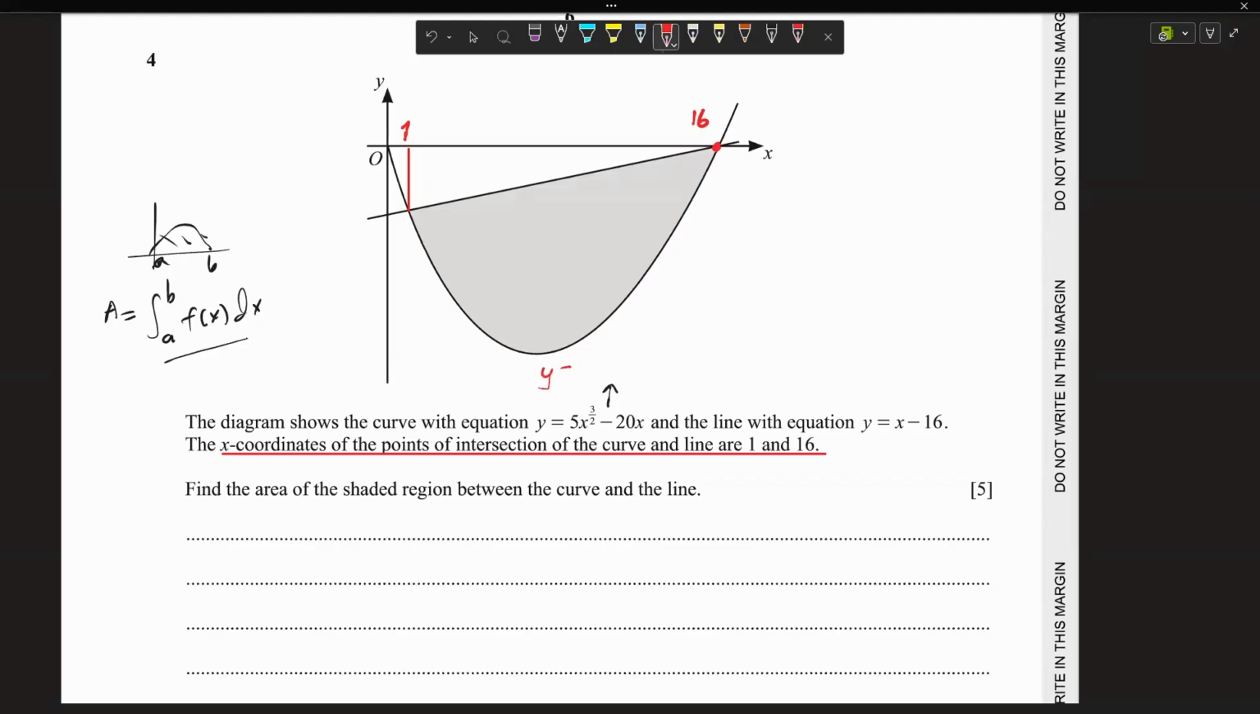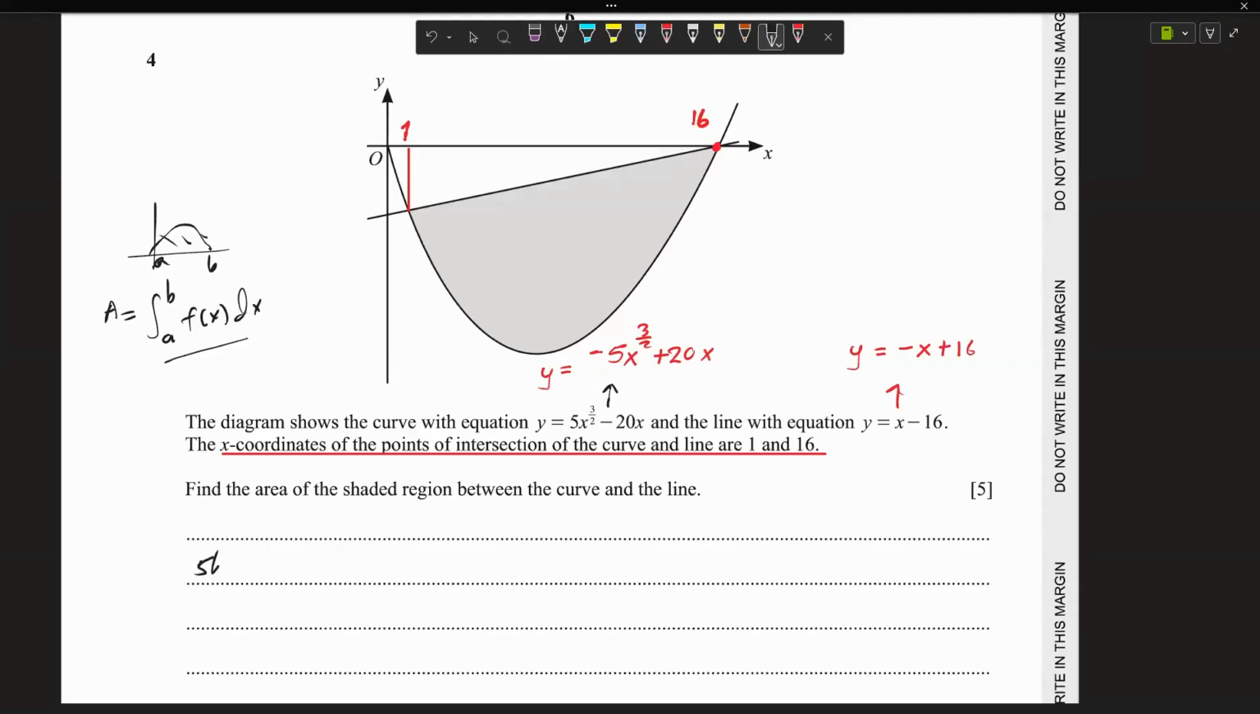So reflecting it means this graph will be the negative of it. We'll take it to be y is equal to negative 5x to the 3 over 2 plus 20x. And we'll also take the negative of this graph, so we'll treat it as y is equal to minus x plus 16. This is for us just to use our normal limits and treat it as if it was in the first quadrant. That won't change the value of your area. So that means to find the shaded area, let me write it that way.